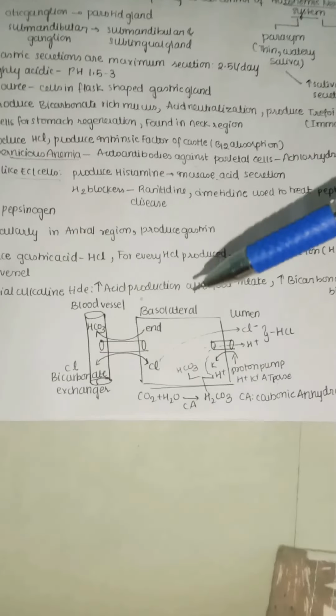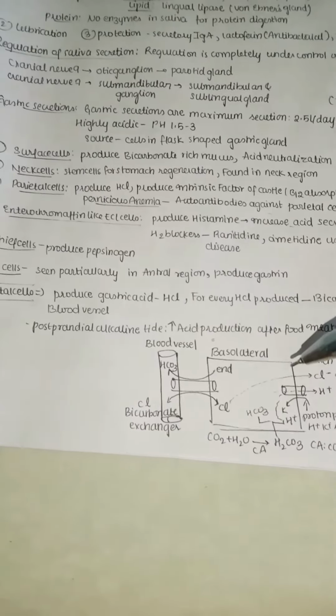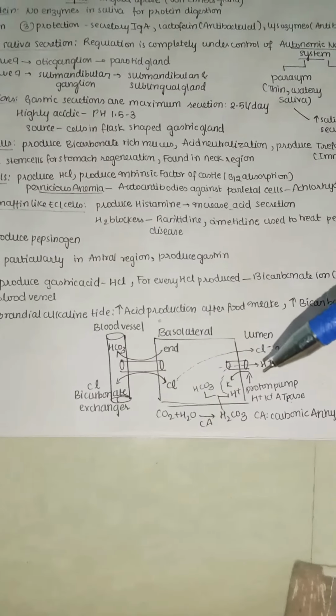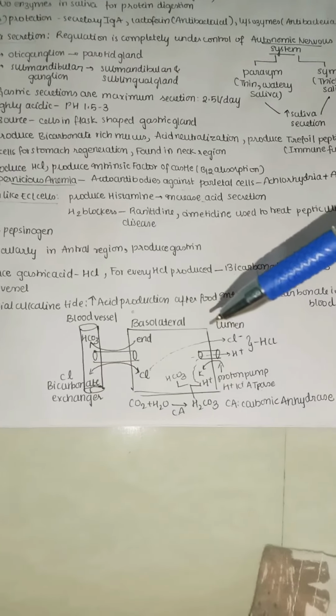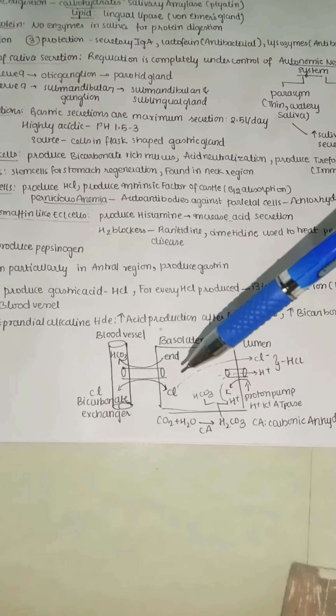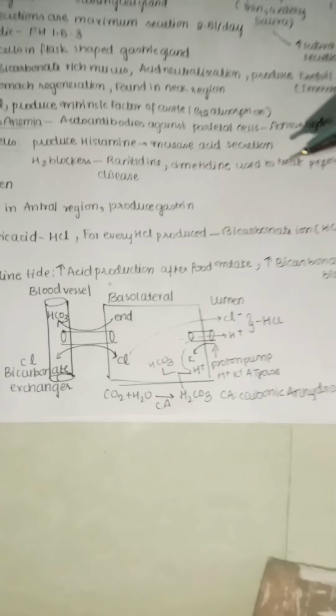Let us see. Here you can see mainly HCl is produced by our parietal cells. For every HCl produced, bicarbonate ion enters the cell. So as the HCl is produced, the bicarbonate is entering into the blood vessel. This is called postprandial alkaline tide. Once more, I will explain this mechanism.